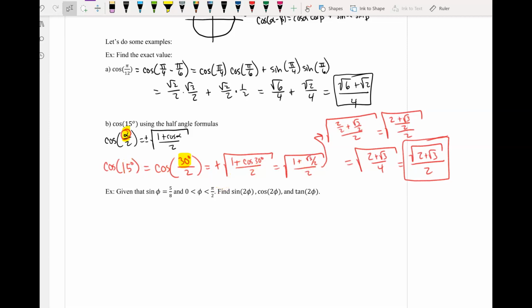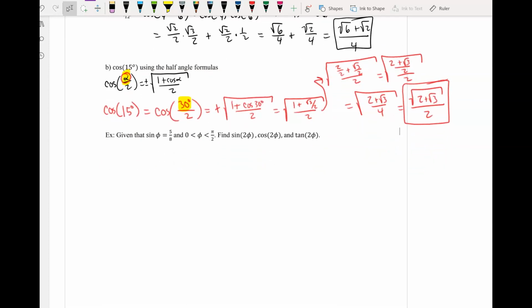All right, now let's look at this next example. We are given that sine phi is equal to 5 over 8, and phi is between 0 and pi over 2. So let's find sine 2 phi, cosine 2 phi, and tangent 2 phi. So it looks like we're going to have to use a double angle identity. One of the things that I like to do is locate this sine phi of 5 over 8 on your coordinate axis. So I'm going to draw my x and y plane.